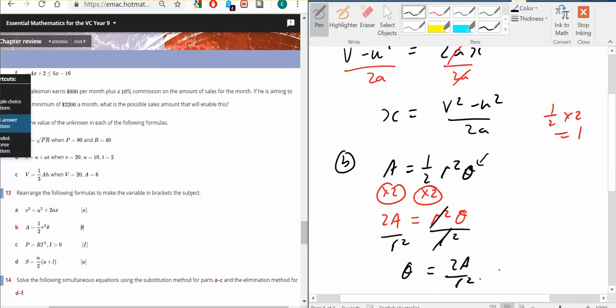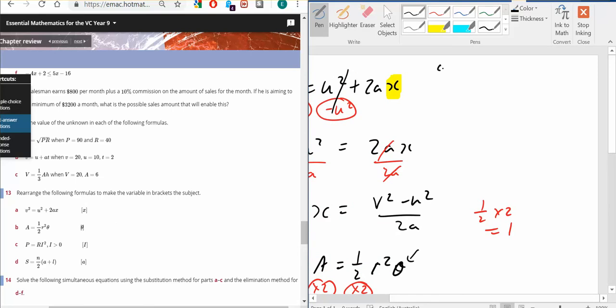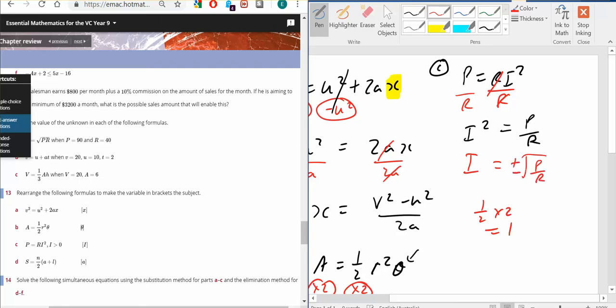Okay, for part C, we've got P equals R I squared. Okay, we want to make I the subject. So I can get rid of the R, because R is multiplied by I squared, so divide both sides by R. That gets rid of that, so you're left with I squared equals P over R. Now to get rid of the square, I need to square root both sides, so I would equal. Now whenever we square root both sides, you've got to remember we have a plus or minus version, so you have to add the plus or minus.